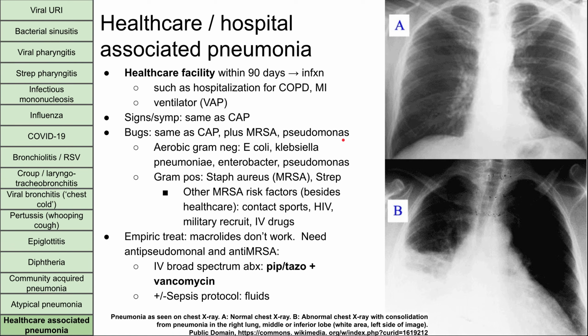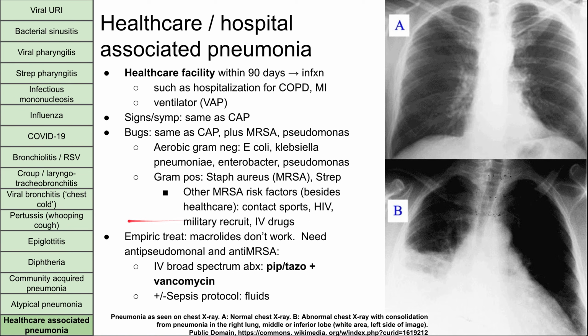So if you do a gram stain on a patient that has healthcare-associated pneumonia, and the gram stain is negative, you can suspect E. coli, Klebsiella pneumoniae, Enterobacter, Pseudomonas. If you do a gram stain and it's positive, you can suspect MRSA, Strep. There are some other risk factors that might predispose you to getting MRSA, in addition to being in a hospital or being on a ventilator. That's like contact sports, people with HIV, people in the military, and people who use IV drugs. That being said, again, you don't necessarily do a culture before you start empiric treatment. Usually these people are pretty sick and they need treatment immediately.